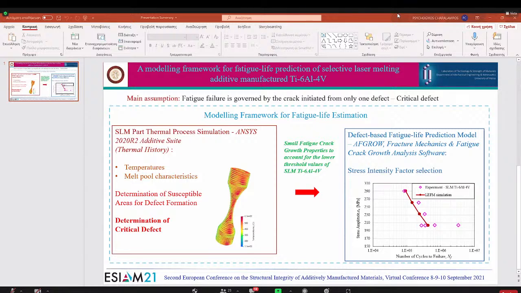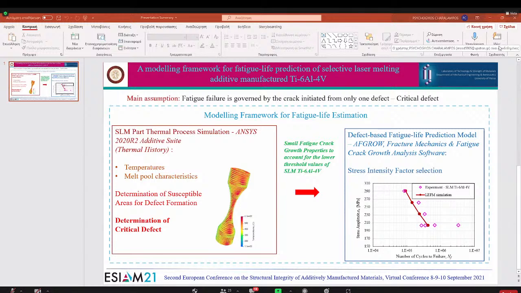Okay, well, maybe I can get some discussion started. So in the previous talk, we heard that they observed multiple initiation sites, and your model assumes that it's only one critical defect. What's your justification for that, and how would you incorporate multiple defects initiating?